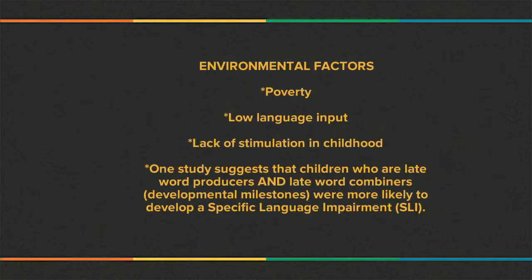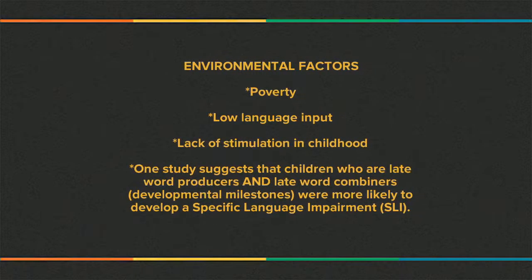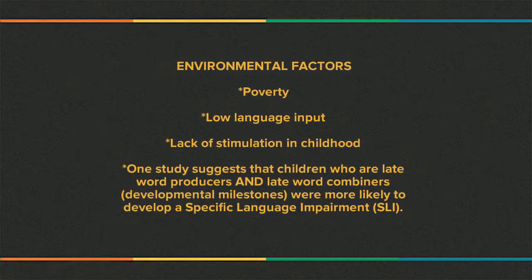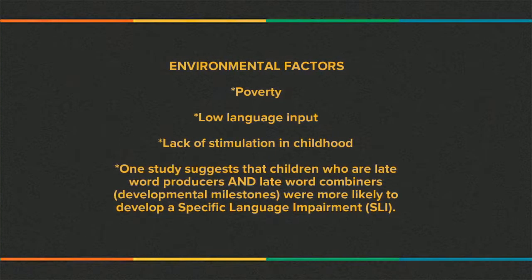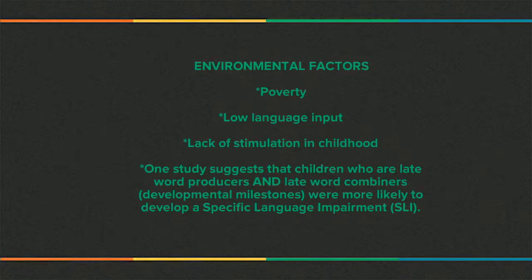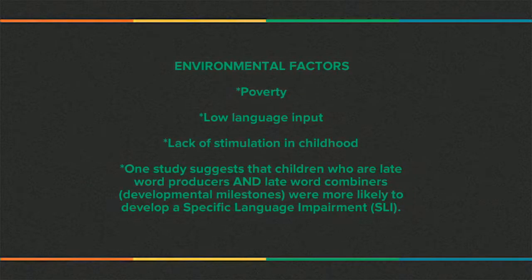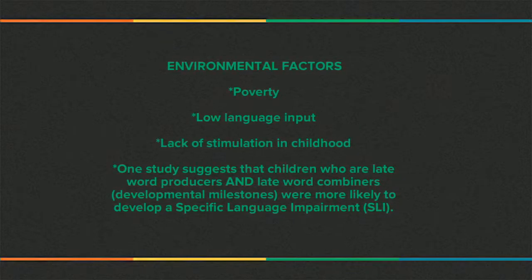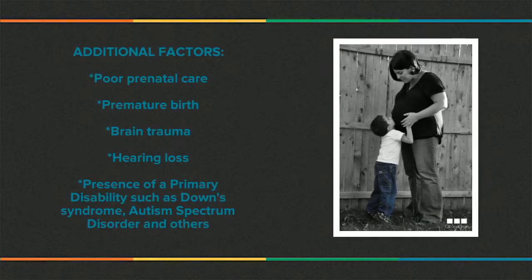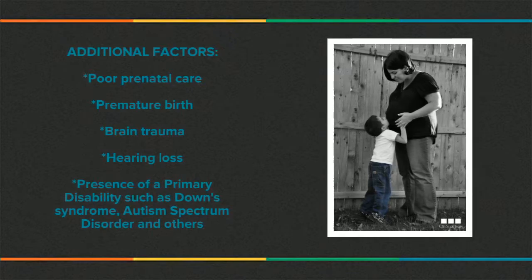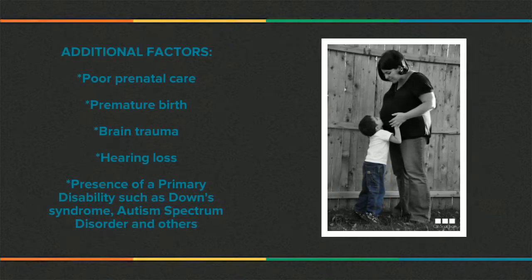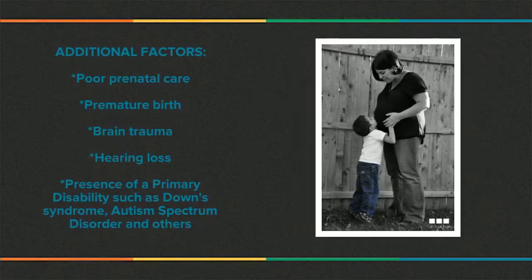Developmental milestones in speech and language are important benchmarks to assess a child's progress. Repeated exposure to language skills at home increases their literacy development. One study suggests that children who are late word producers and late word combiners, which are developmental milestones, were more likely to develop a specific language impairment. Additional factors to consider include brain trauma, hearing loss, and symptoms related to other primary disabilities such as Down syndrome or autism.